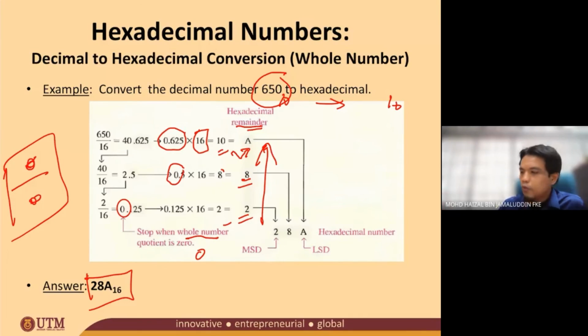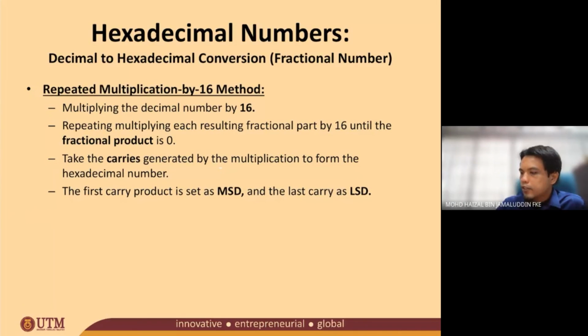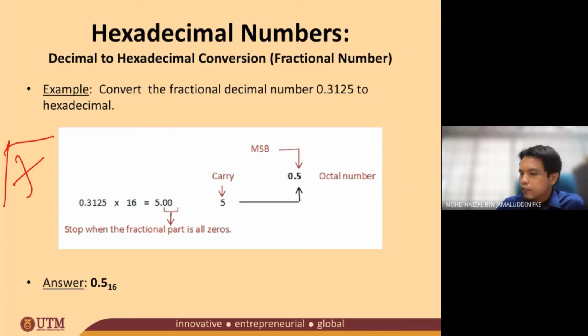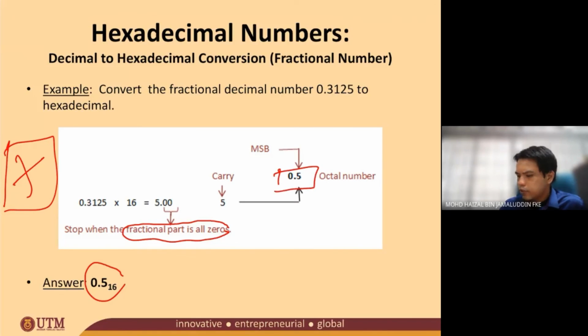So this is for the whole number, and for the fractional number, you do the multiplication. Okay, so 0.3125 times 16, you stop when the fractional part is 0, so you just take the carry and you get the 0.5 base 16.